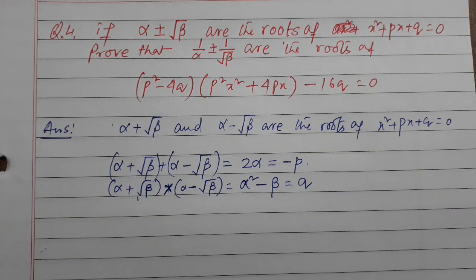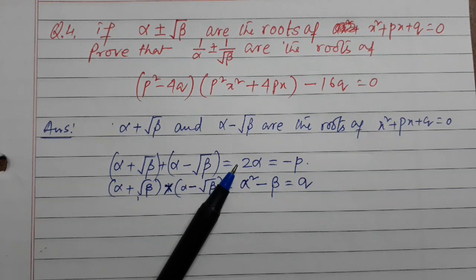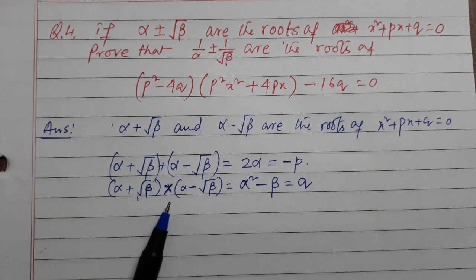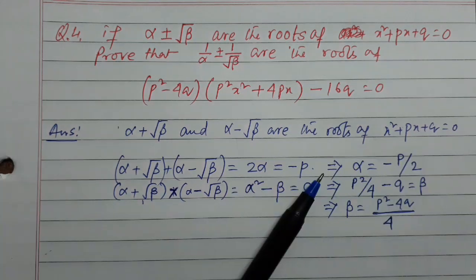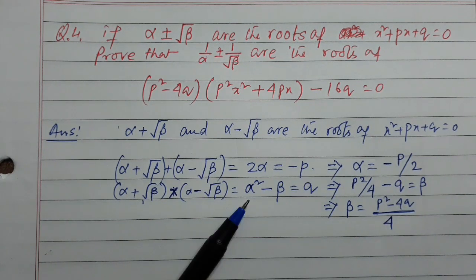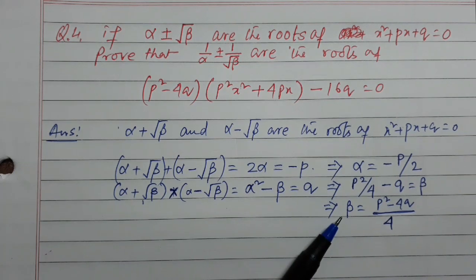So it is given that alpha plus root beta and alpha minus root beta are the roots of the equation x square plus px plus q equals to 0. So therefore we can write the sum of the roots, that is alpha plus root beta plus alpha minus root beta, which gives 2 alpha, will become minus p, and the product of the roots will become alpha square minus beta equals to q. Now from the first equation we can write alpha equals to minus p by 2. Now putting the value of alpha here, we get p square by 4 minus q equals to beta, or we can write beta equals to p square minus 4q whole divided by 4.